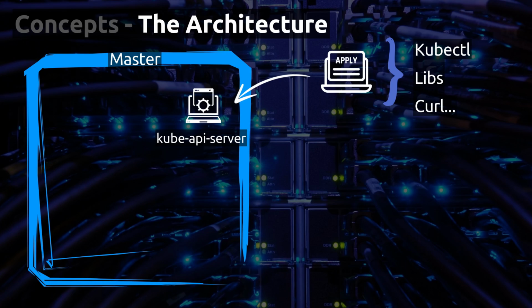When it receives the deployment request, it performs several checks to ensure the request is valid. It also handles authentication, authorization, and admission control checks to verify you have the necessary permissions. Once validated, the API server writes the deployment object, so the manifest, into the etcd database.